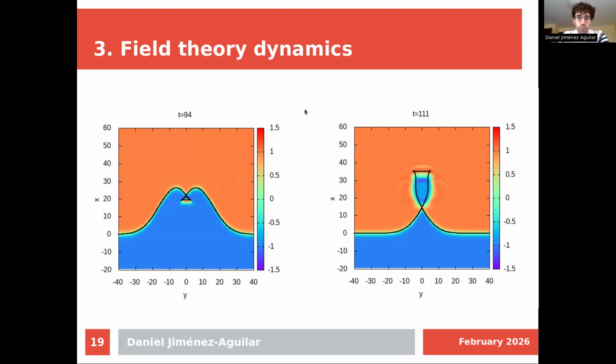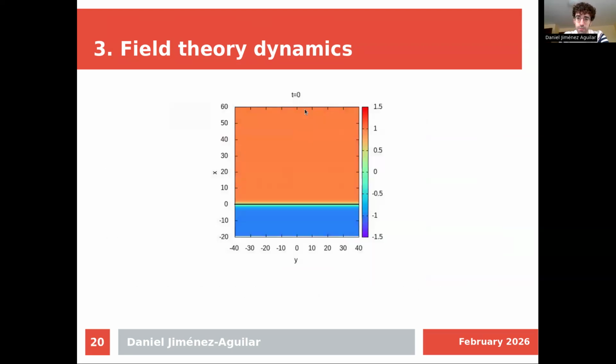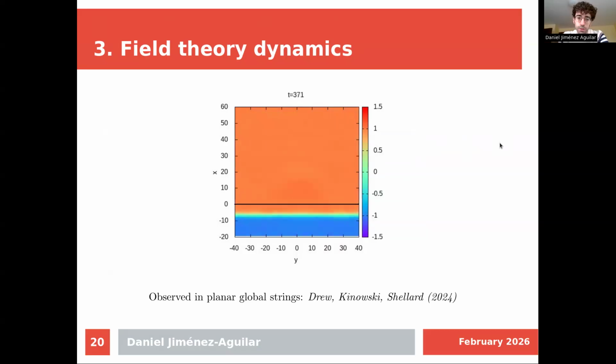In this case, the amplitude of the wiggles was big enough for a loop to be ejected from the string. Let me play it again. So here we have this loop, which becomes some kind of oscillon, which later reattaches to the string. And I should say here that this was already observed for the case of global strings by Emilia and collaborators. But the point I want to make here is that these extreme events lead to a huge amount of energy from the string.